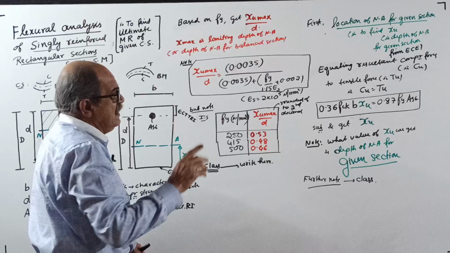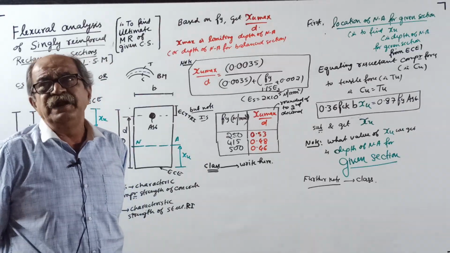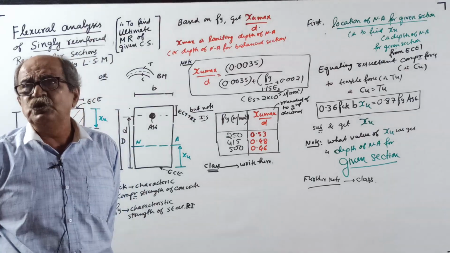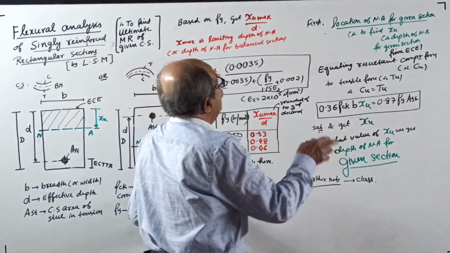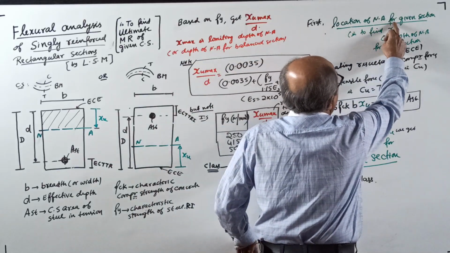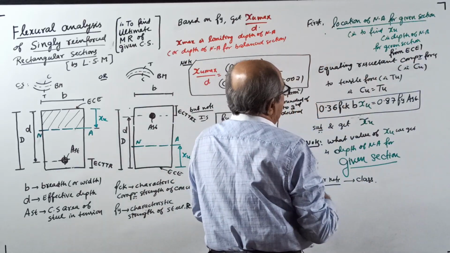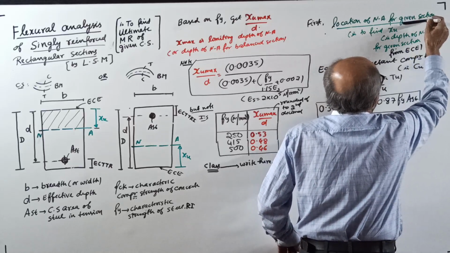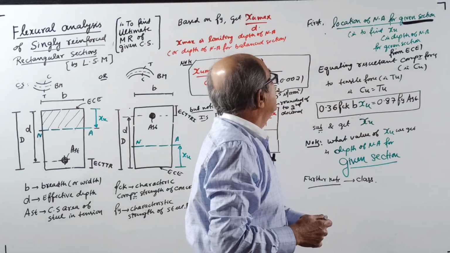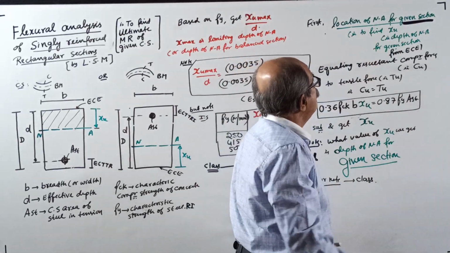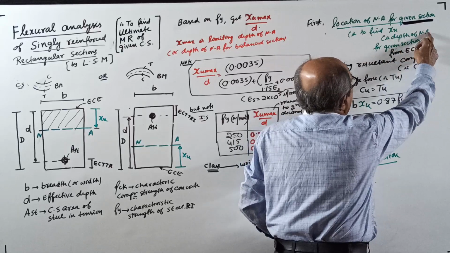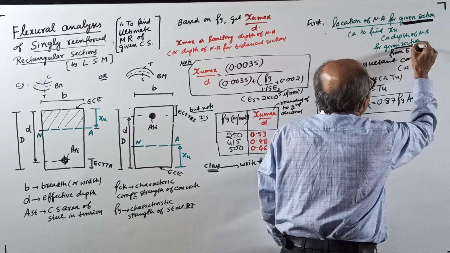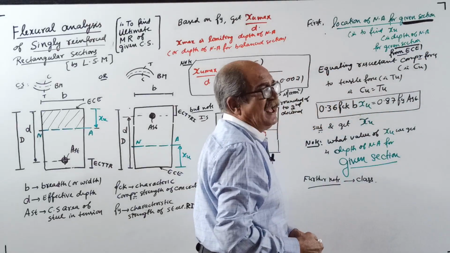We are going to find the ultimate MR. I already told you it is very important to decide whether the cross section is under reinforced or over reinforced. Leave it for now. First, the location of the neutral axis for the given section. Remember, for the given section, this is not XU max. That is called XU. XU is the depth of the neutral axis for the given section, from the extreme compression edge.